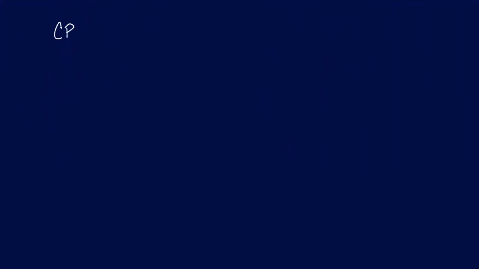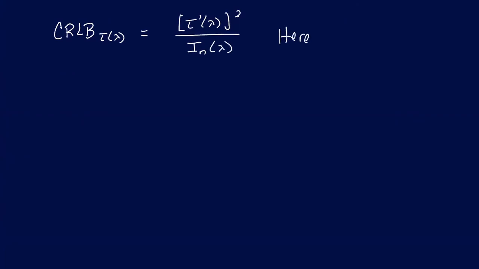The Cramér-Rao lower bound for a function tau of lambda is the derivative of tau of lambda squared over the so-called n-dimensional Fisher information. Here, we are estimating lambda itself. So when you take the derivative, you'll get 1. And so we get 1 squared over the n-dimensional Fisher information.